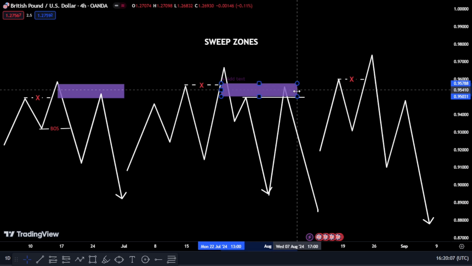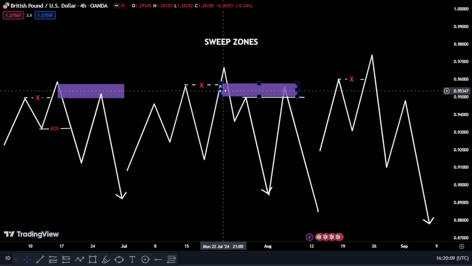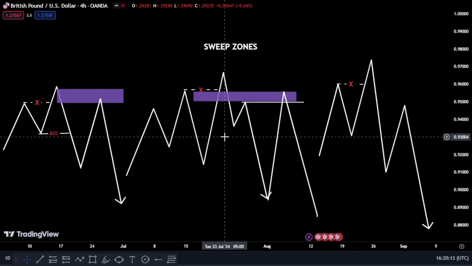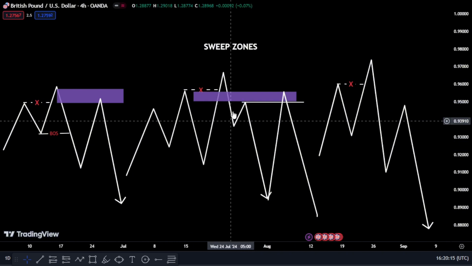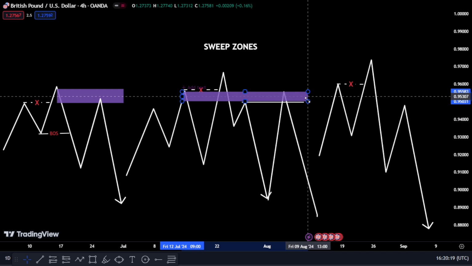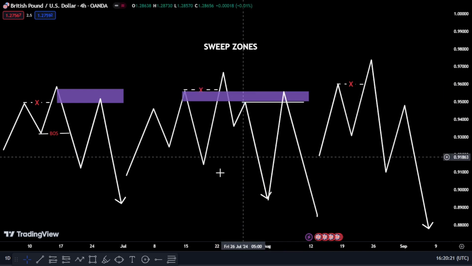Your POI is your what? Your point of interest. Okay, it taps into your POI, then you sell. So you don't want to be the liquidity. You want to participate with the institutional traders using this particular method.